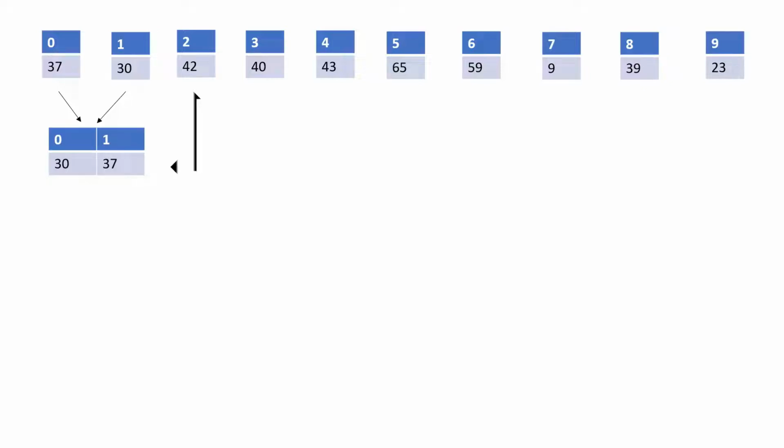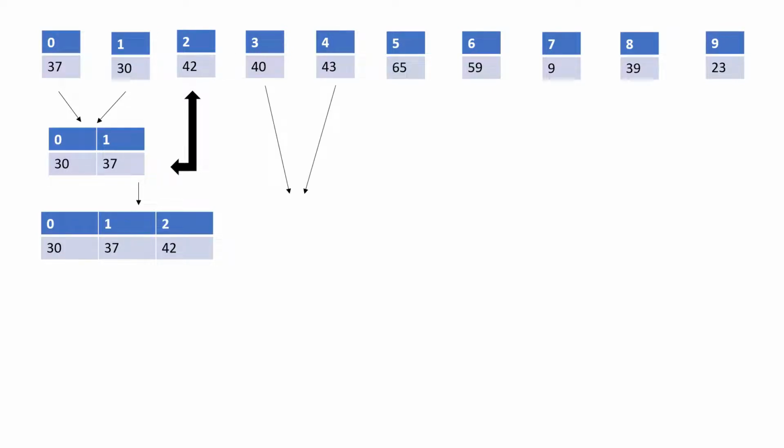Now we have to merge the elements in the indexes 0 and 2. Here the element in the index 2 is 42. Now we have to compare the elements in the indexes 0, 1 with 42. That is 30 is less than 42 and 37 is less than 42. That means 30 has to be placed at 0th index and 37 at first index. 42 has to be placed at second index. After placing, here it looks like.